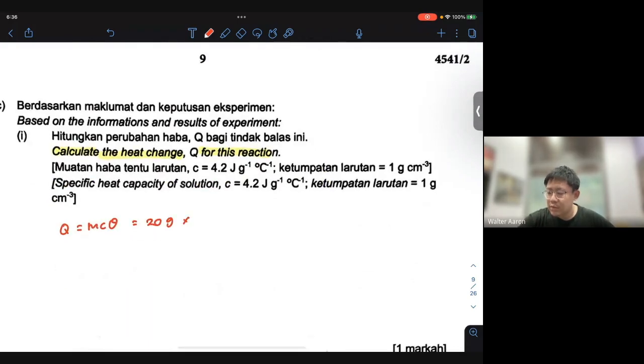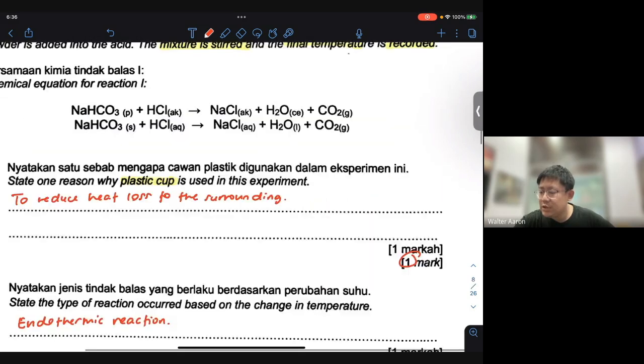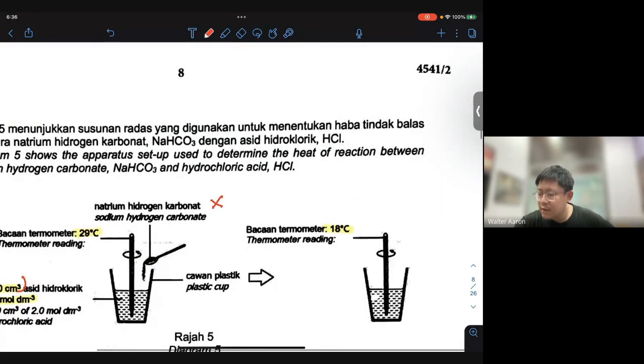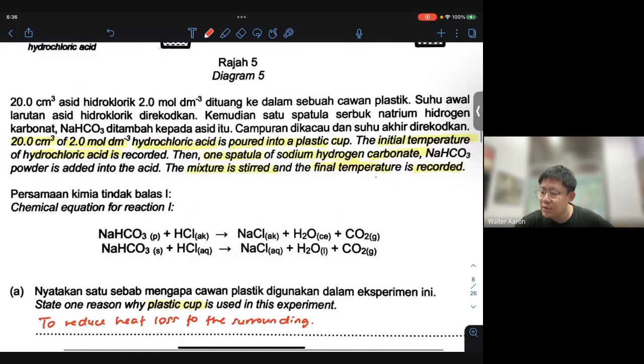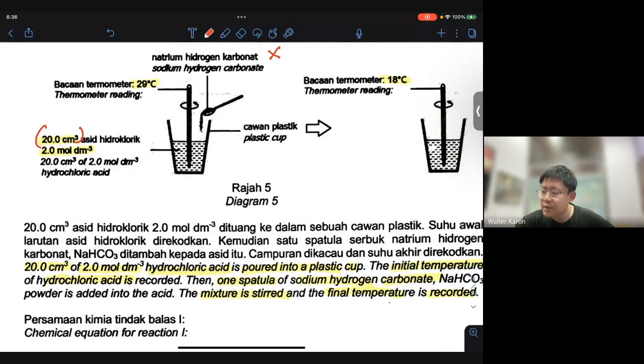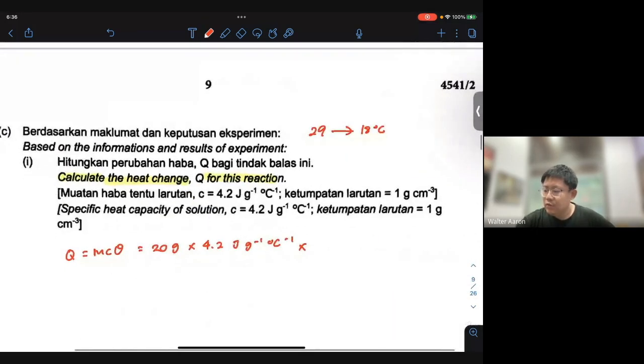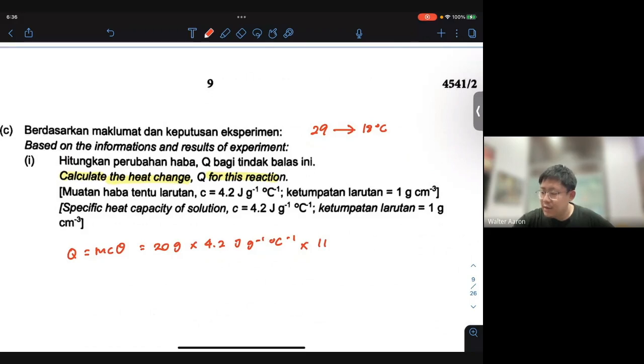So 20 grams multiplied by the constant over here, which is 4.2 joules per gram per degree Celsius, multiplied by the change in temperature. Just now you saw it was from 29 degrees Celsius, it became 18 degrees Celsius. So there's a huge change over there. The change here will be, let me see, 29 to 18 means 3 degrees Celsius? No, sorry, it's not 3 degrees. It is supposed to be 9 plus 2, 11 degrees Celsius in total. So then, of course, multiply by 11 degrees Celsius.